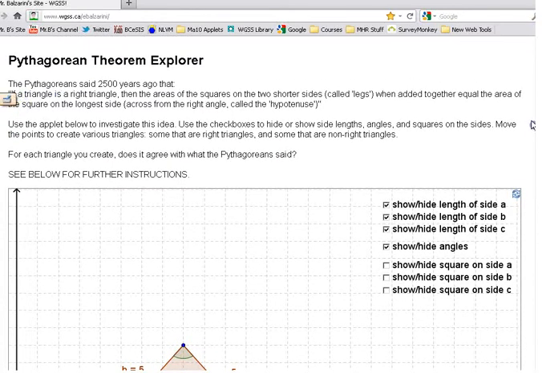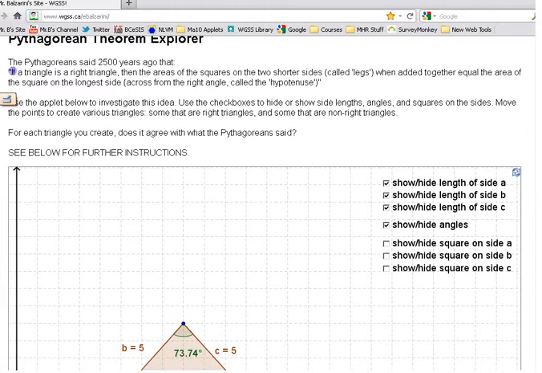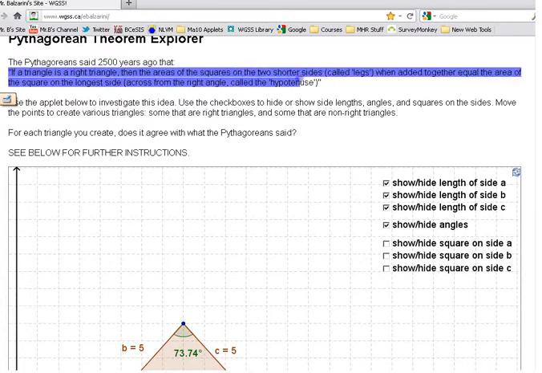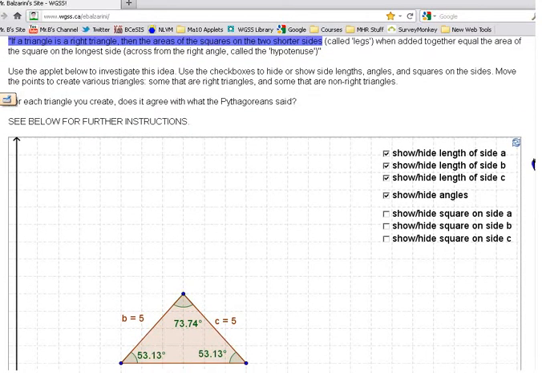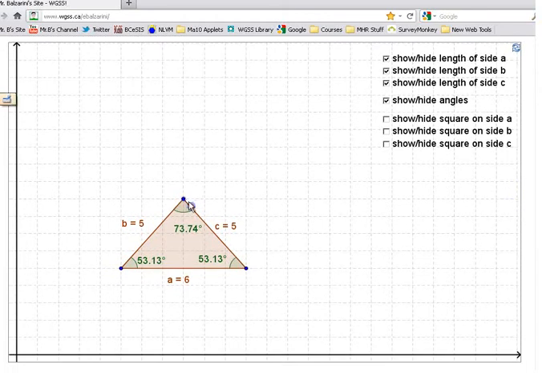Because it says if a triangle is a right triangle, then the areas of the squares on the two shorter sides. Okay, areas of the squares on the two shorter sides, I will show you that right now. If you make a square attached to the shorter sides here, which are the two shorter sides in this triangle? You've got three sides. You've got a 5 and a 6. You've got two shorter sides here, right?